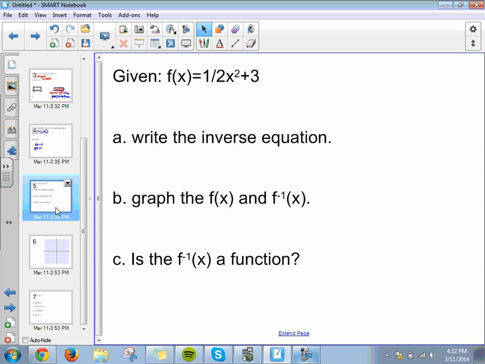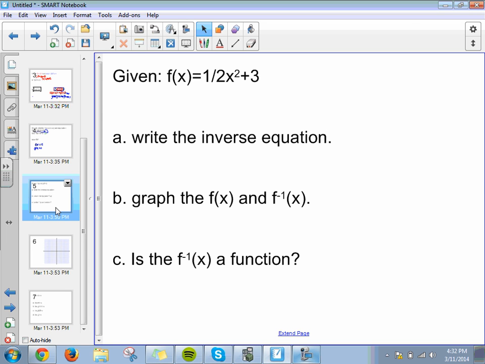All right, so then moving on to our next problem. We're given a function. Sorry, I wasn't able to write that as a fraction very well. It's f of x equals 1/2 x squared plus 3. And there's a few things we want to do with it. We want to be able to write the inverse equation, graph the original f of x and graph our inverse equation. That's our f negative 1 of x. And then in C, we want to know, is the inverse a function?